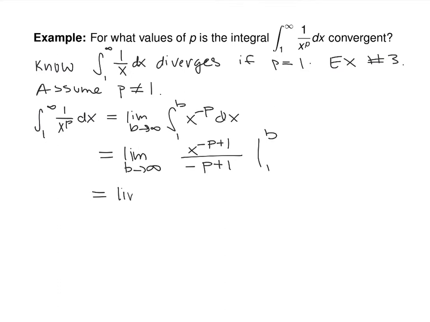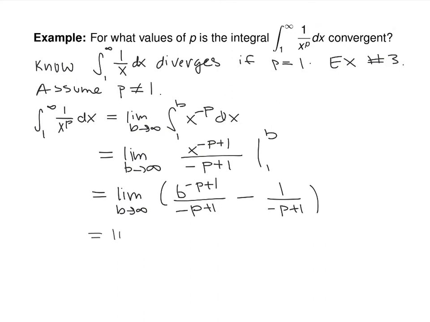the limit as b goes to infinity, and then plug in your b for your x. B to the negative p plus 1 over negative p plus 1 minus, well, 1 to the negative p plus 1 will be 1, so 1 over negative p plus 1. Now there is a greatest common factor of 1 over 1 minus p.